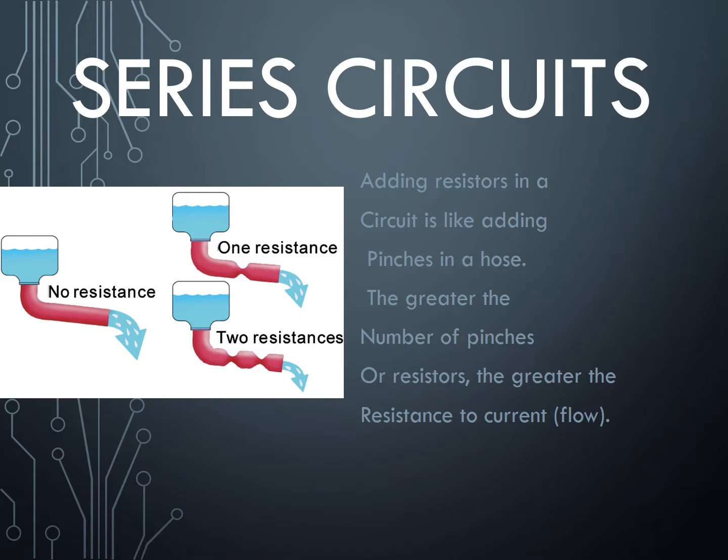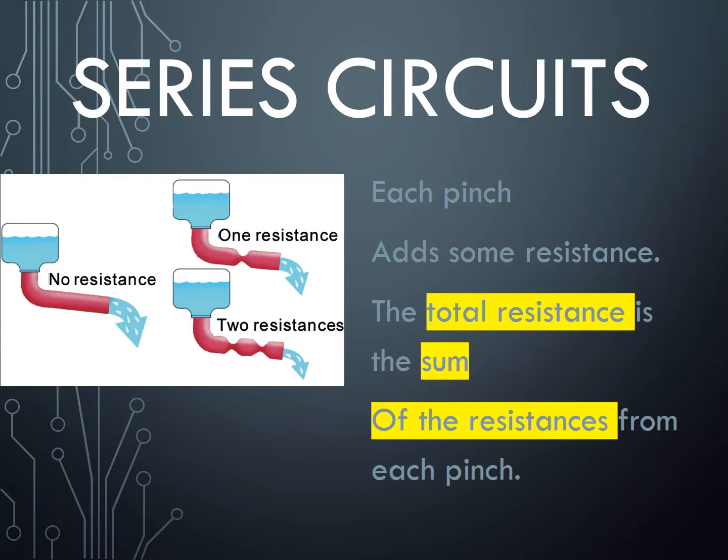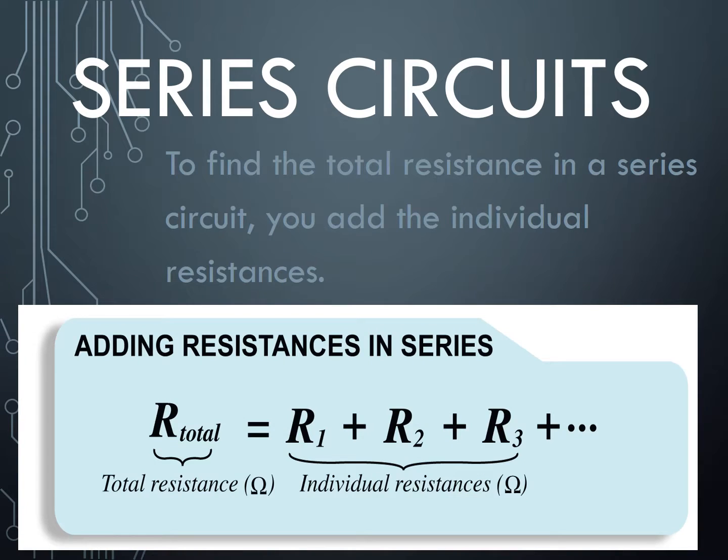Whenever we add resistors in a circuit, it's like adding pinches in a hose. The greater the number of pinches, the more resistance to current or flow. With each pinch, we're adding more resistance, so the total resistance is the sum of the resistances from each pinch. In a series circuit, it's simple: we just add the resistances together, and that's how we get our total resistance. Once again, here's the formula for it. Sometimes it'll tell you to calculate R total, which is the total resistance in ohms.